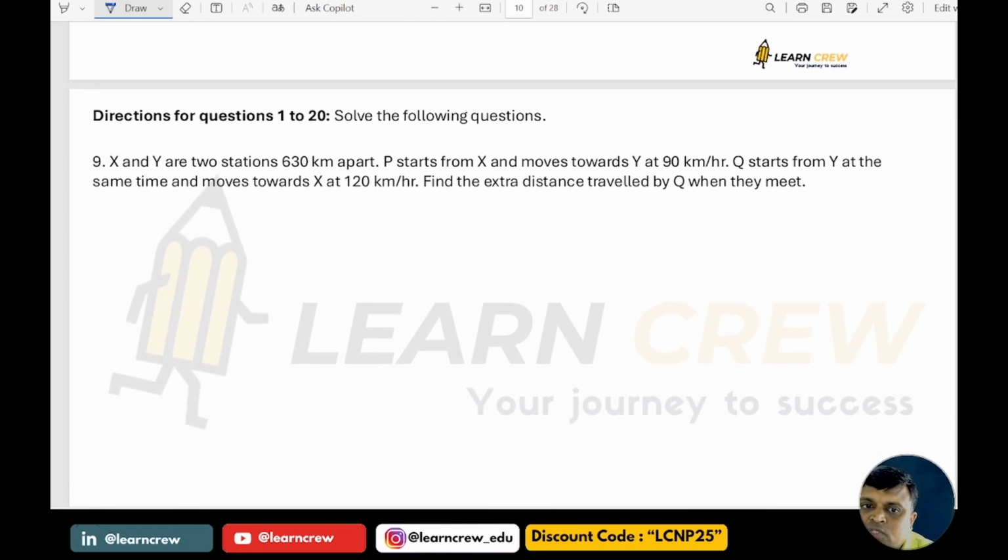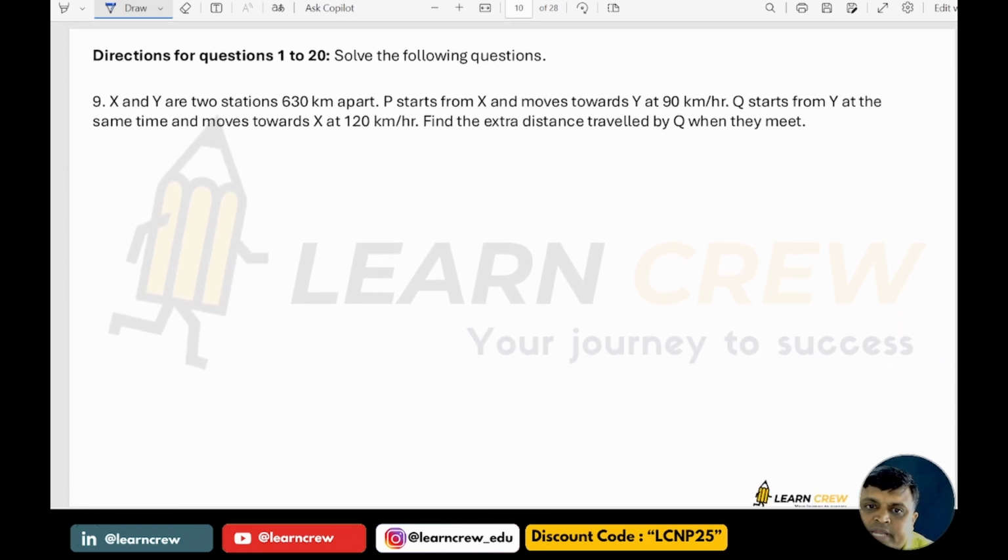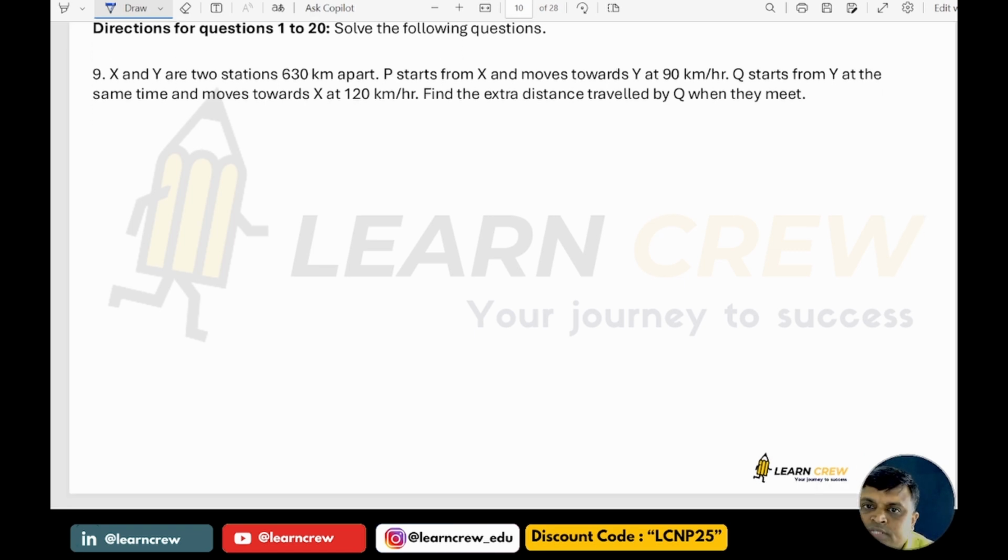X and Y are two stations 630 kilometer apart. P starts from X and moves towards Y at a speed of 90 km per hour. Q starts from Y at the same time and moves towards X at 120 km per hour. Find the extra distance traveled by Q when they meet. Please see here, this is point X, this is point Y. These two are 630 km apart.